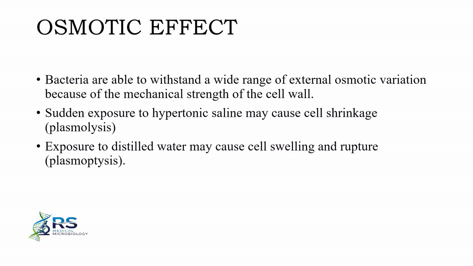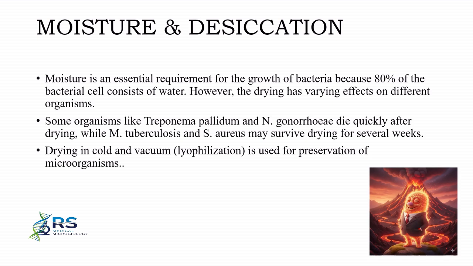Osmosis: just like a normal cell, if there is a sudden hypertonic exposure, the cell will shrink, and hypotonic solutions will make the bacteria swell and rupture. Moisture: because the bacteria is made up of 80% water, drying can kill the bacterium, though some of them can tolerate and live in a minimal amount of moisture for a long period. Slow freeze drying is one of the methods used for preservation of these organisms.